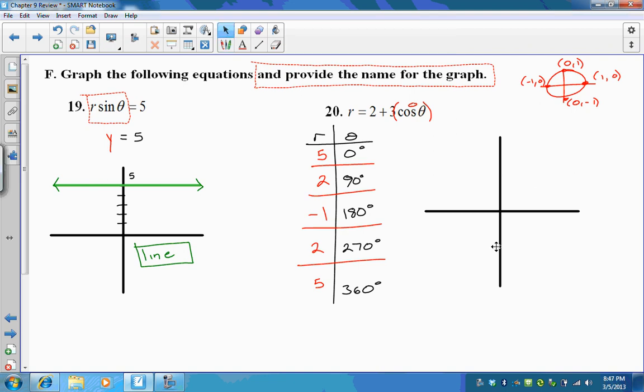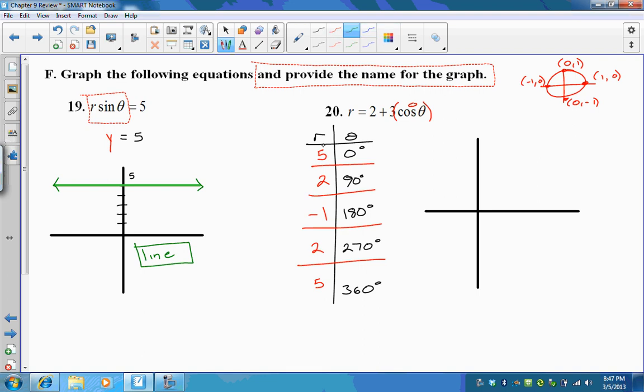And graphing this one, I'll move my y-axis over some. I'm going to plot these points. In the 0 degree direction, I'll go 5 units: 1, 2, 3, 4, 5. In the 90 degree direction, I'll go 2 units. In the 180 degree direction, we go negative 1, which actually means I'm going to go this way, 1 unit. At 270, I'll go 2 units. And at 360, we're back to where we started. And this one is going to be a limacon.